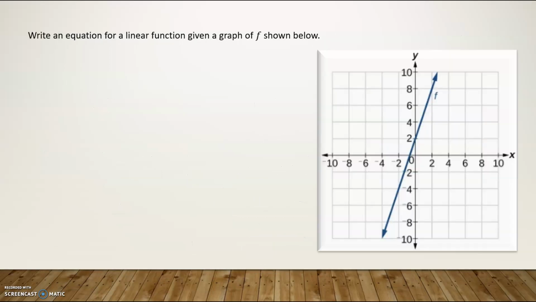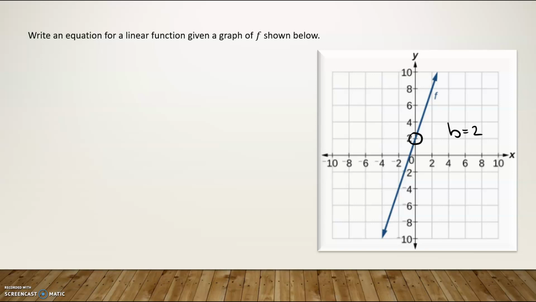All right, now let's look at writing an equation for the linear function. And we know that's a linear function because this function right here is a straight line. Okay, so write an equation for the linear function given the graph of f shown below. Okay, so what I'm going to do is figure out, number 1, where is the y-intercept? And remember, a y-intercept is where the function crosses over the y-axis. And that looks like right here. So the y-intercept is 2. So b is equal to 2.